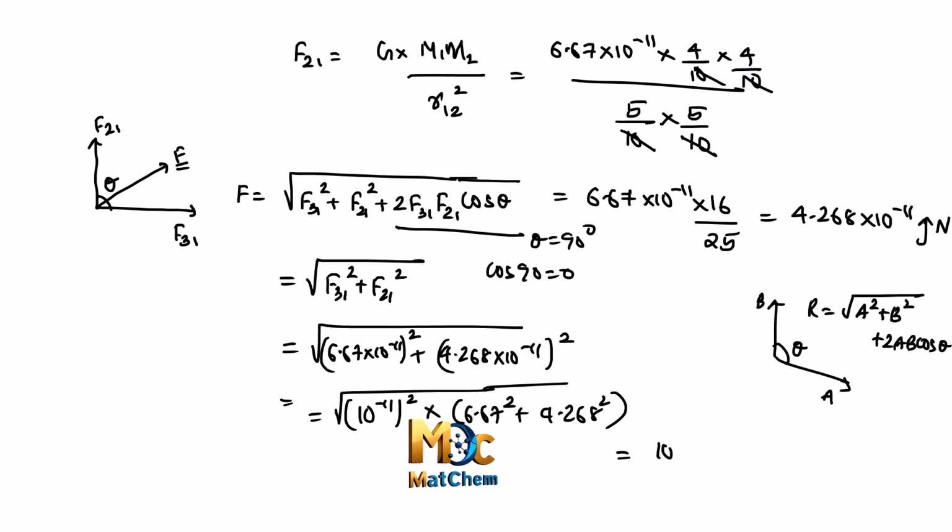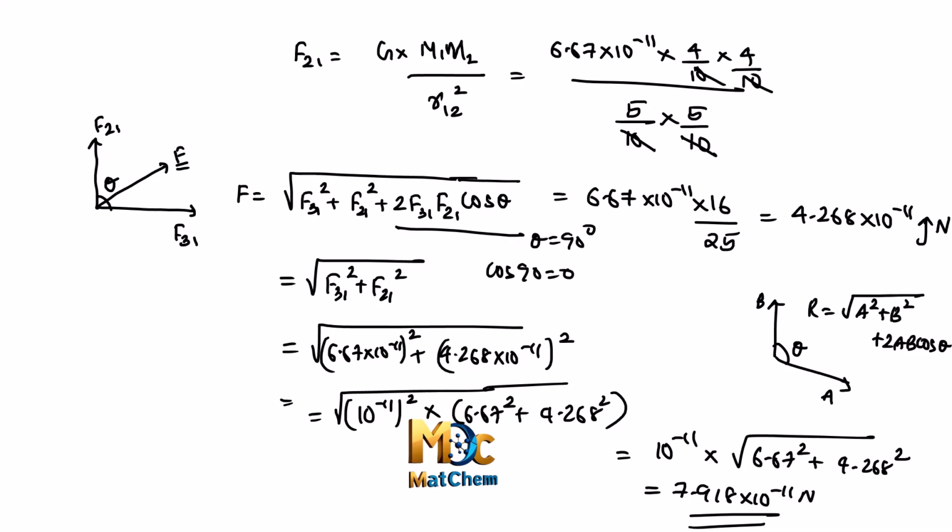So you can take 10 raised to minus 11 outside. You will be getting 10 raised to minus 11 into square root of 6.67 square plus 4.268 square. If you take the square of 6.67 and the square of 4.268, add them and take the square root, you will be getting 7.918 into 10 raised to minus 11 Newton. So this is the value of the resultant force. Now we got the value of the resultant force also. So this is F21 and this is F31. This is the resulting vector F.